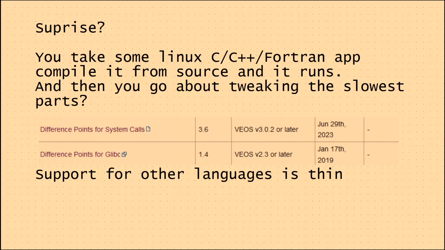So is it a surprise that you take some Linux, C, C++, Fortran app, compile it from source, and it runs, and then you just tweak the slowest part and it works, and then suddenly you have high performance? Well, there are some differences, which are elaborated elsewhere, and the support for other programming languages is thin.